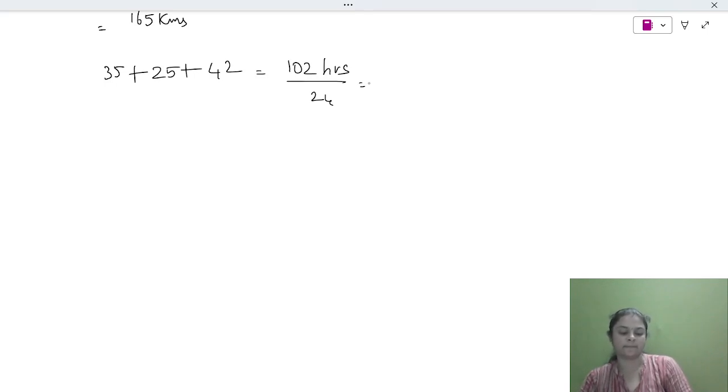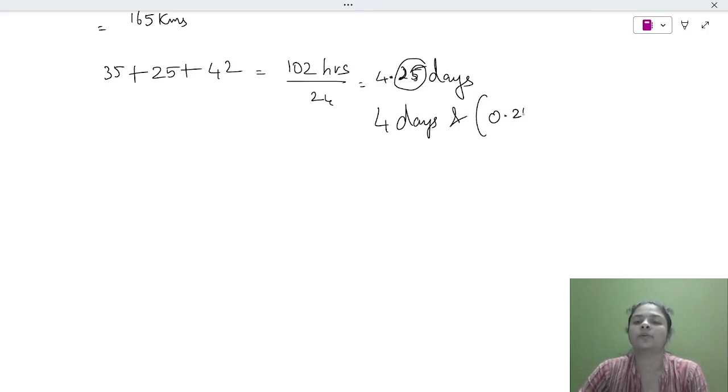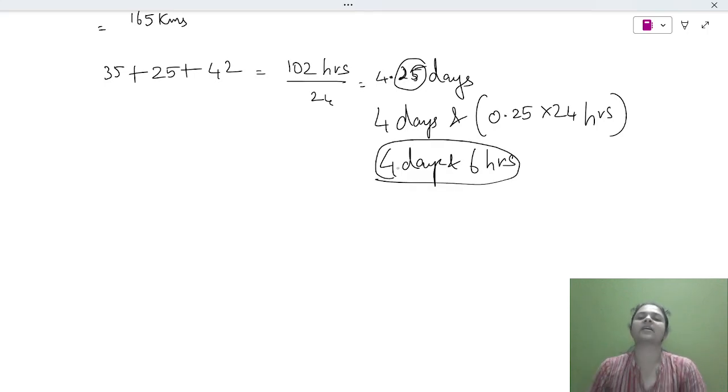How many days? 4.25 days. This 0.25, if you have to convert into hours, you have to write 4 days and 0.25 into 24 hours. So 0.25 into 24 is 6 hours. So which is 4 days and 6 hours or 4.25 days. See which option is there in the exam and choose accordingly.